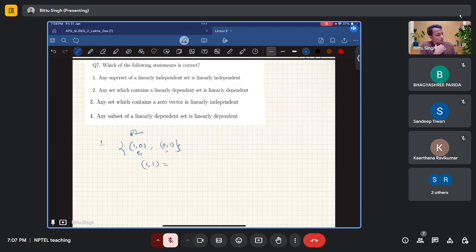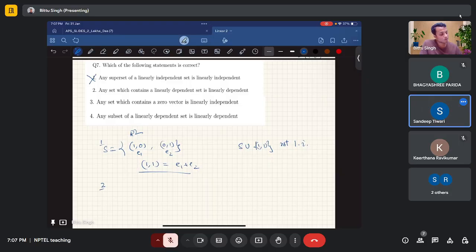Because if you add another 1 comma 1, suppose this is E1, this is E2, it can be written as E1 plus E2, so there is a relation. If you choose this as S, and if you include this 1 comma 1, so S union 1 comma 1 is not linearly independent because there is some relation. Therefore, this is false.